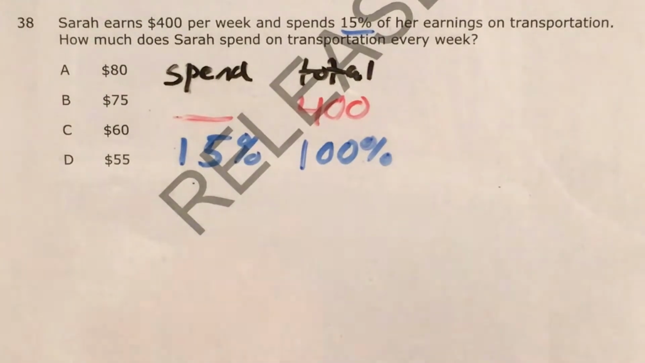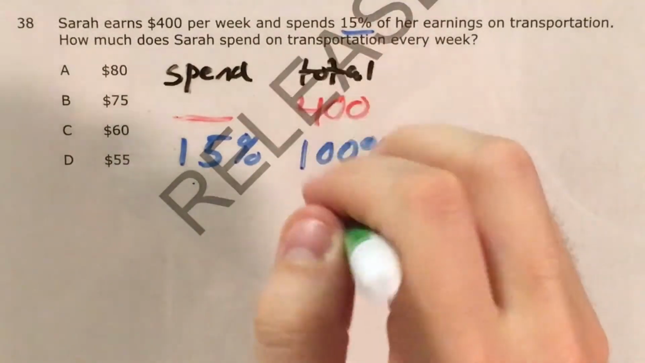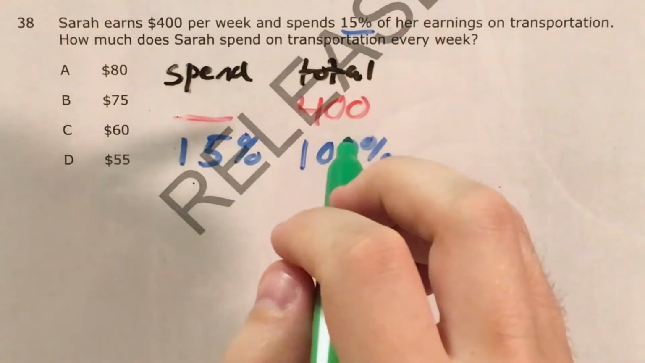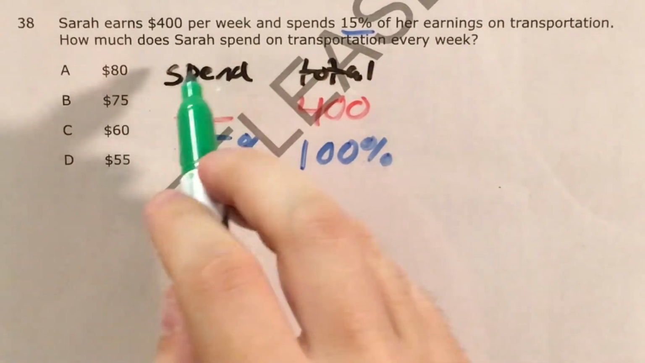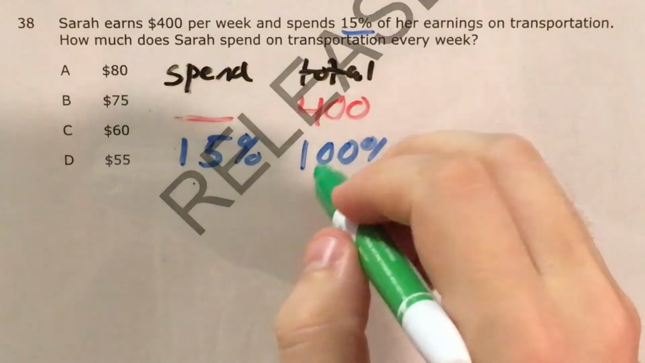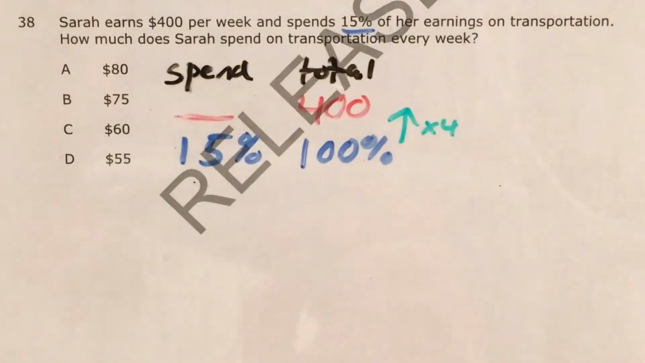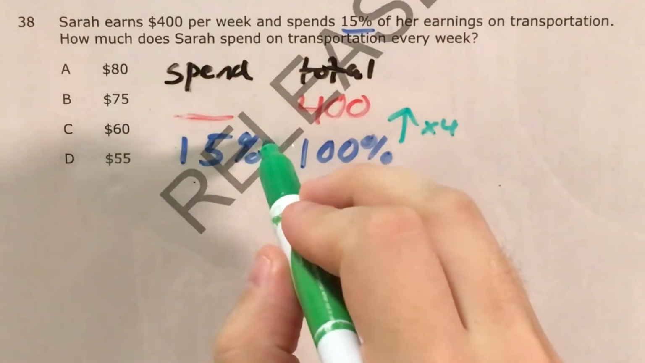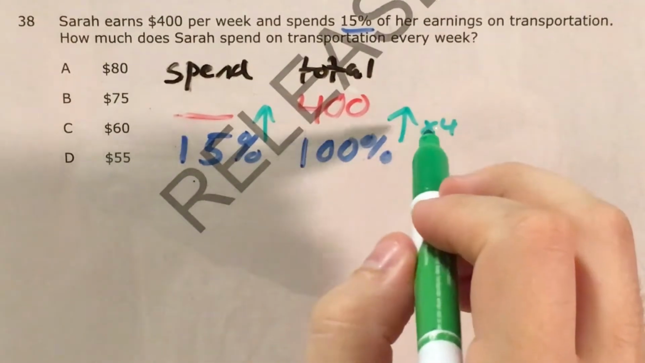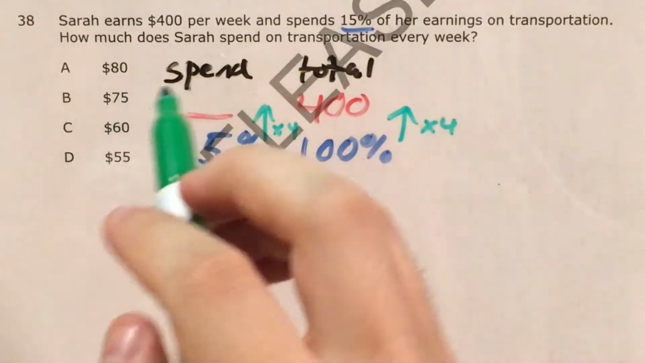And so now I have 3 numbers filled in. My goal at this point is to find some pattern going from right to left or going down to up where I can multiply or divide and try to figure out exactly how much money Sarah is spending on transportation. And I see that from 100 to 400, I can just multiply by 4. That's the pattern I'm going to use. So if I can multiply 100 by 4 to get 400, I should be able to multiply 15 by 4 to get how much Sarah's spending.